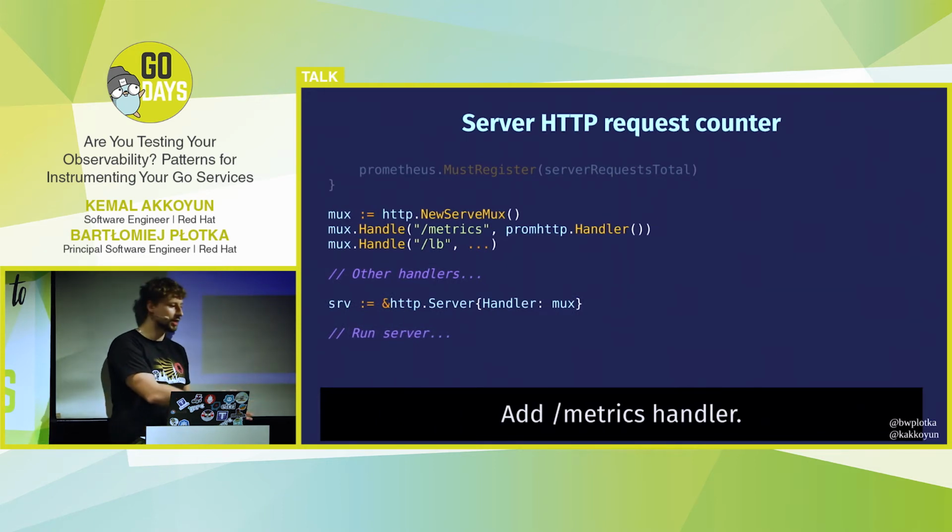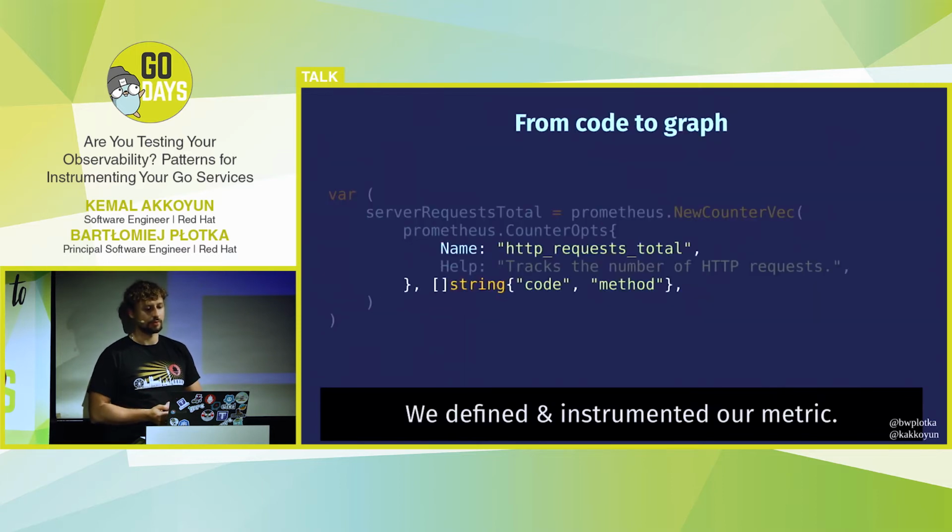It's important for the next step, which is adding another handler for our server. So we have the LB endpoint, and we also need some endpoint for metrics. In the Prometheus library, there is a promhttp.Handler for that. And usually it's a good pattern to put it at the /metrics path. Now, okay, what have we actually achieved?